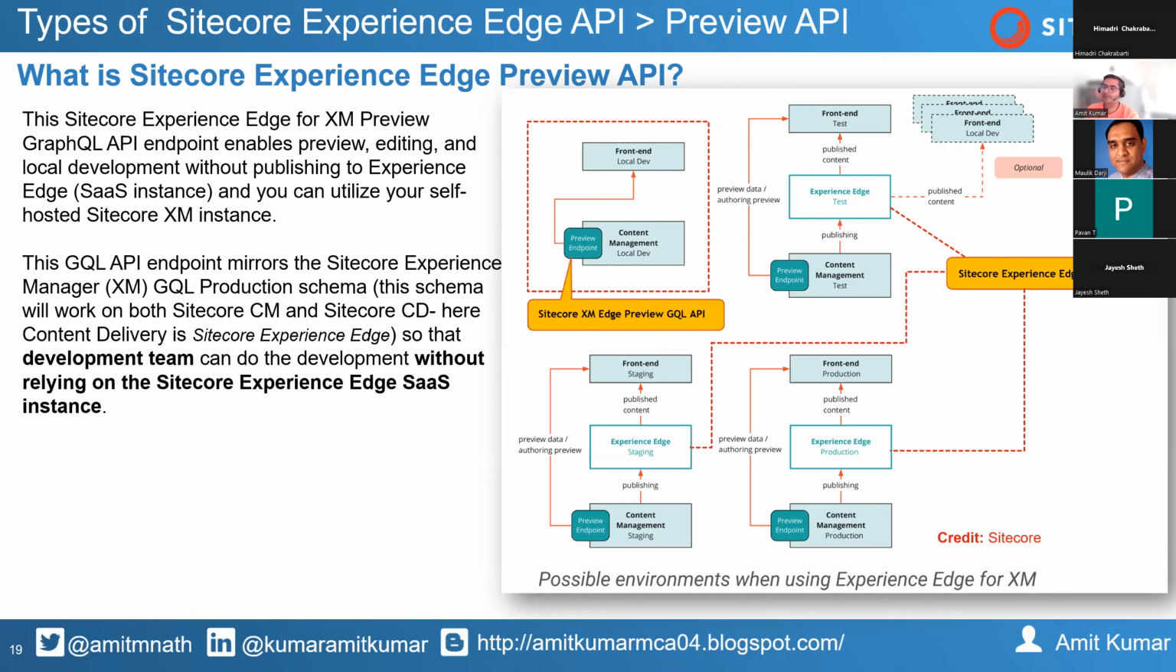While moving to QA or UAT, where you want to do actual testing, in those cases you can have Experience Edge endpoints. Otherwise you can go with this XM1 topology and directly consume the Edge GraphQL endpoint. With that also you can save the cost.